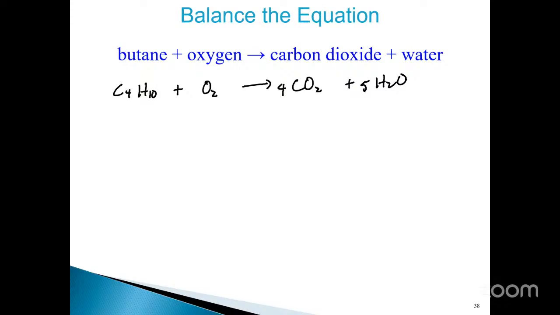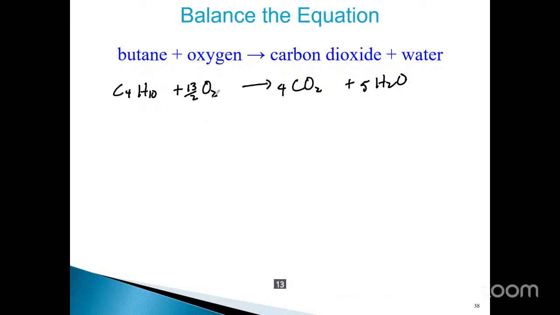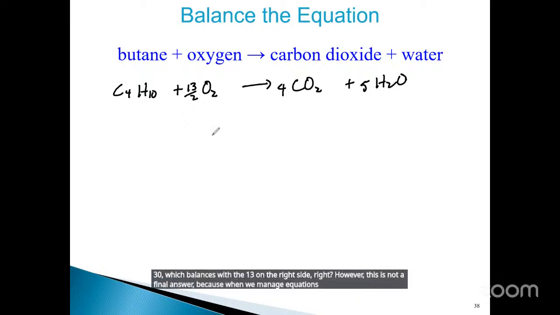Okay, so this is a little trick that you can employ when it comes to a situation like this. Since you have 13 oxygens on the right side and you have only 2 on this side, what you can do is multiply the oxygen by 13 over 2, right? Because 2 times 13 over 2 gives you 13, which balances with the 13 on the right side, right? However, this is not the final answer because when we balance equations, we try to end up with integers as coefficients for all the substances involved, right? So the next step, in order to get the final answer, is to multiply everything by 2, right?